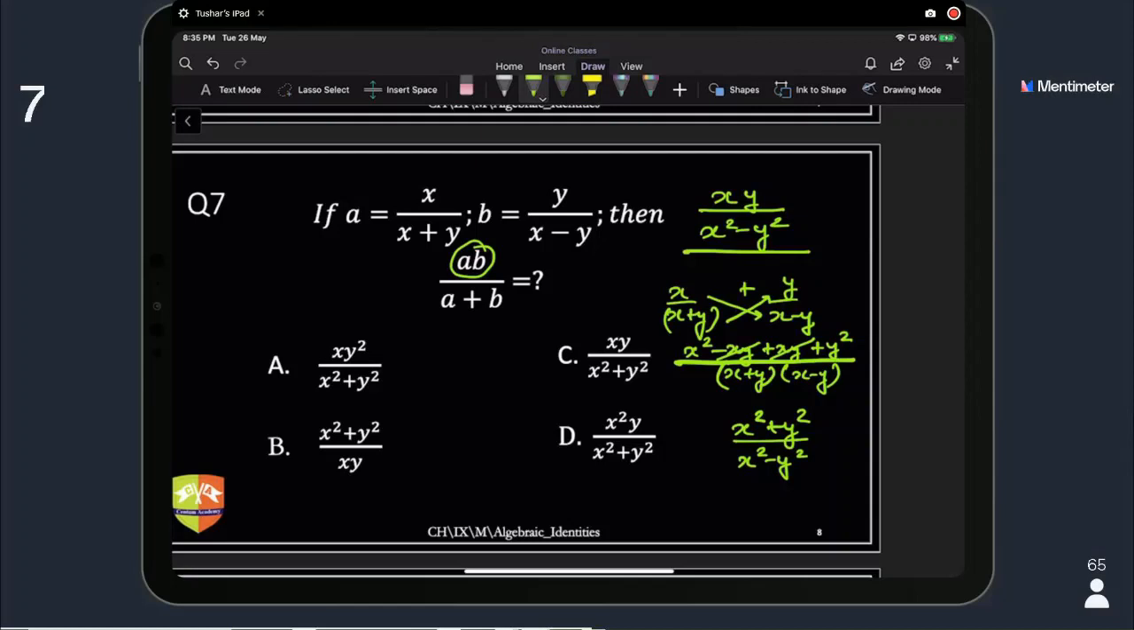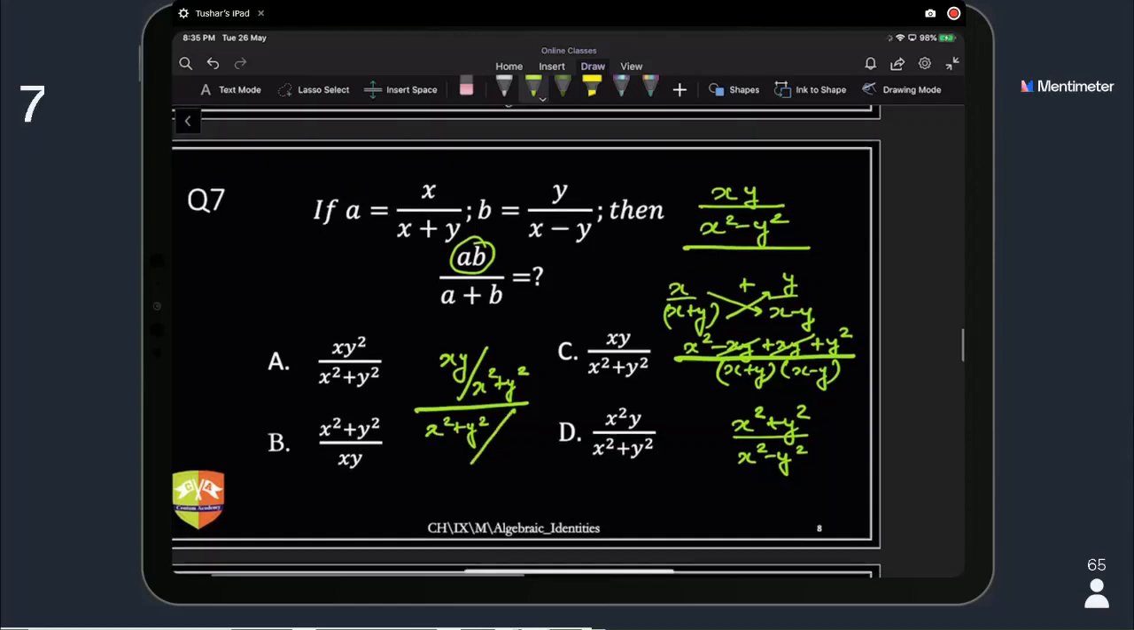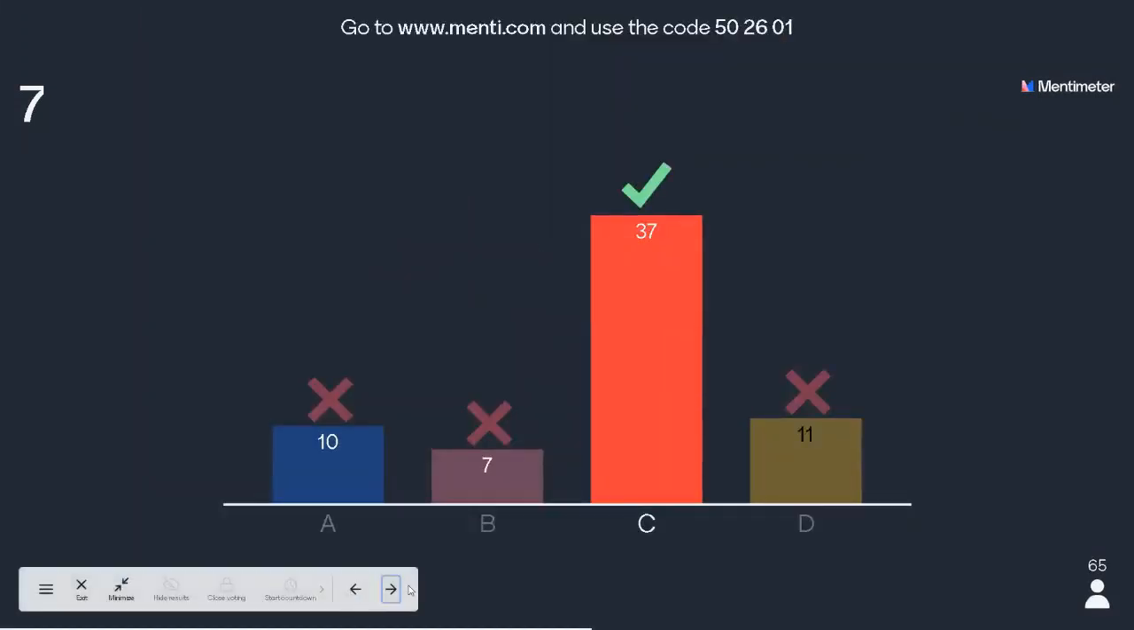The question was ab by a plus b. So ab is xy upon x square plus y square divided by x square plus y square. I'm sorry, minus. It was minus here. So this is gone. So what is left? xy upon. Correct? Any problem in this? All of you? Good. Very good.